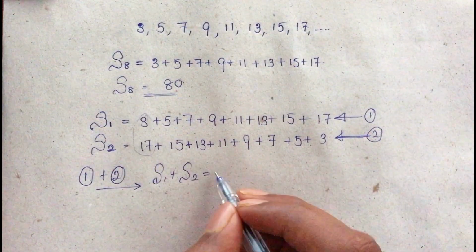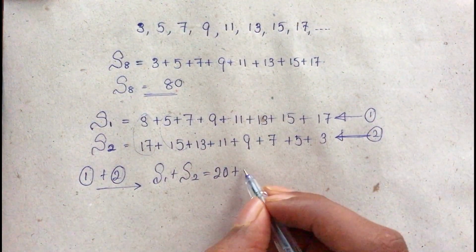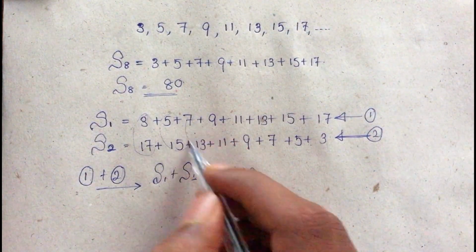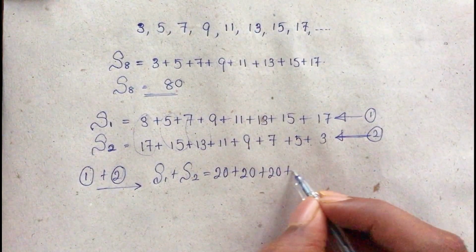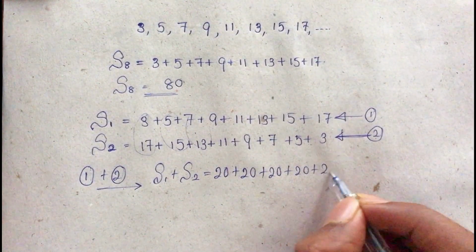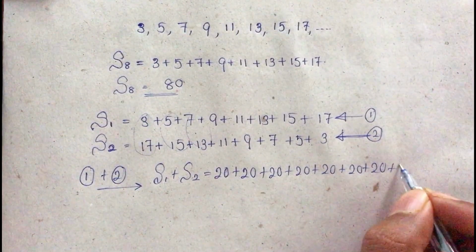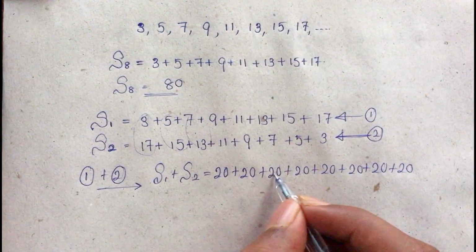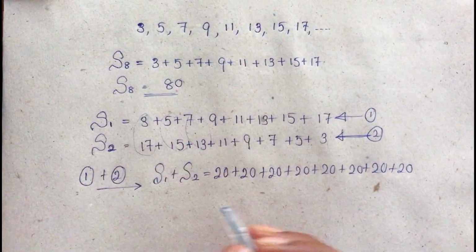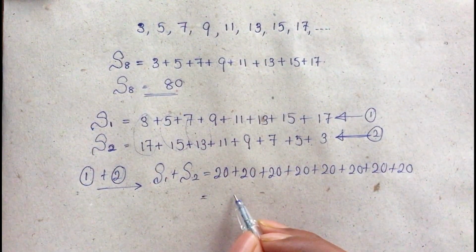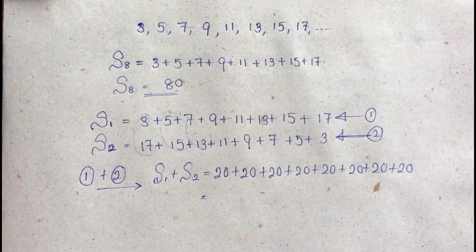On the right hand side I am writing like this: 3 plus 17 is 20, 5 plus 15 is 20, 7 plus 13 is 20, 9 plus 11 is 20, and so on in this order. Then you can see that on the right hand side there are 8 times 20. Then you can write it as 8 into 20.